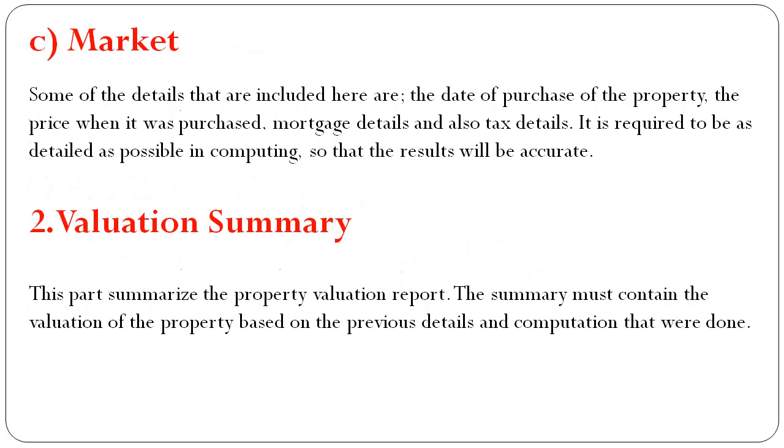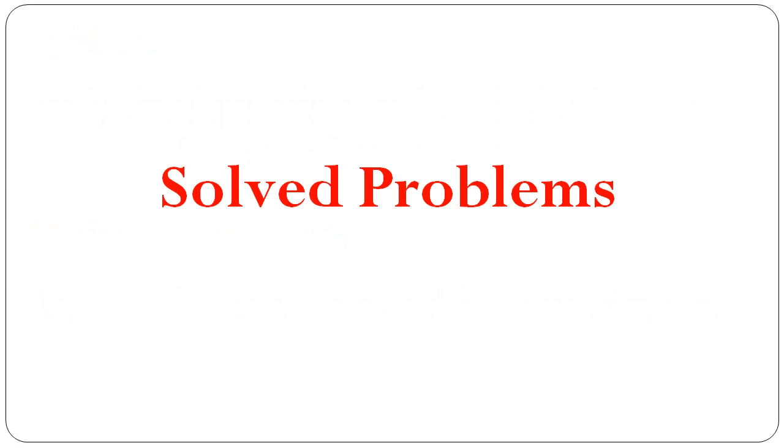Some of the details that are included here are the date of purchase of the property, the price when it was purchased, mortgage details, and also tax details. It is required to be as detailed as possible in computing, so that the results will be accurate. 2. Valuation summary. This part summarizes the property valuation report. The summary must contain the valuation of the property based on the previous details and computation that were done. Now take a look at solved problems.